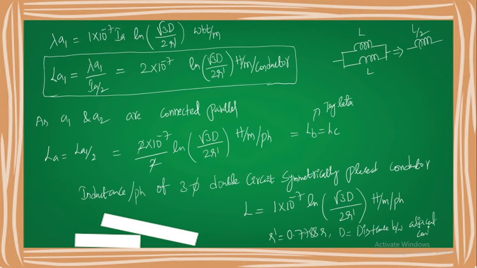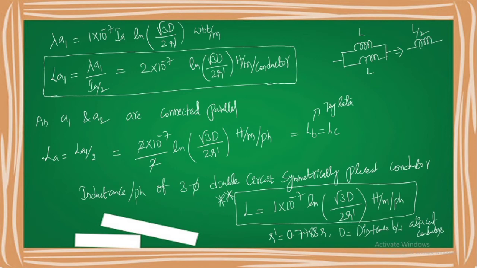Any two adjacent conductors, right? So this is a very, very important expression. Please, no need to memorize these expressions. If you understand the concept of how to write the flux linkage of one conductor in a group of conductors, you can find the flux linkage of that conductor easily. And if these two conductors are connected in parallel, just divide the inductance by 2.